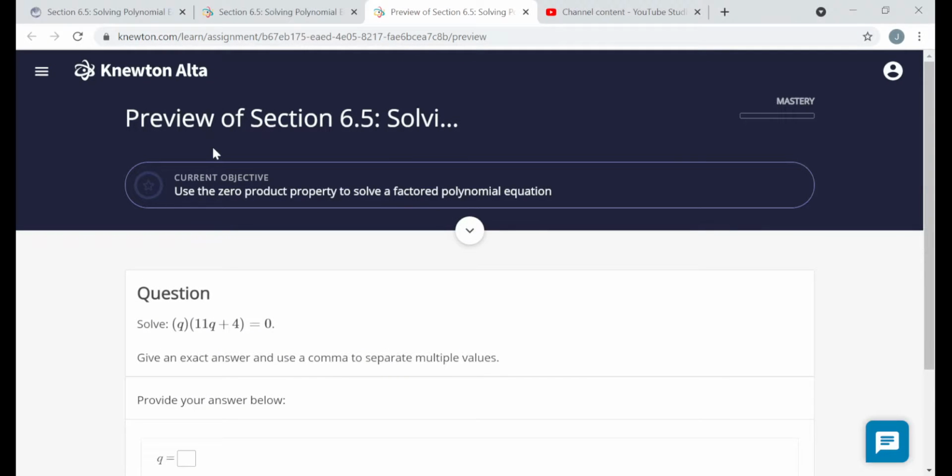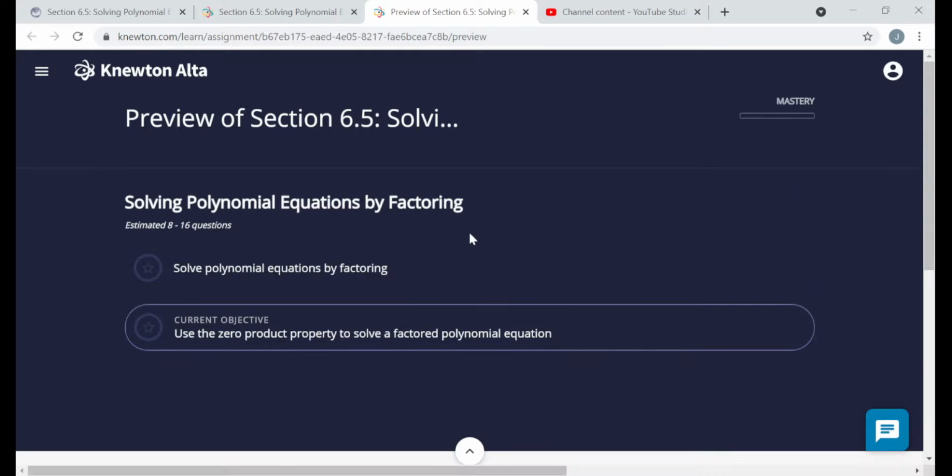So here's the assignment page. Now you will not see the word preview. You'll just see the title of the section and the mastery bar showing you how far along you've gotten. And the objectives. Now this assignment has 2 objectives.